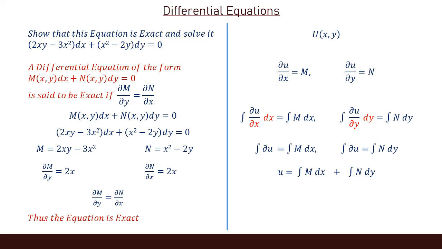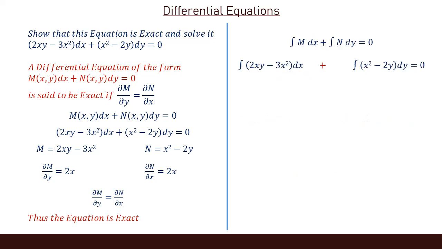From the equation that we have, we see that m is what? Is 2xy minus 3x squared, right? And then our n is x squared minus 2y, right? Now let's integrate m with respect to x, integrate n with respect to y. We are going to have the integral of 2xy minus 3x squared dx plus the integral of x squared minus 2y dy equal to 0, right?